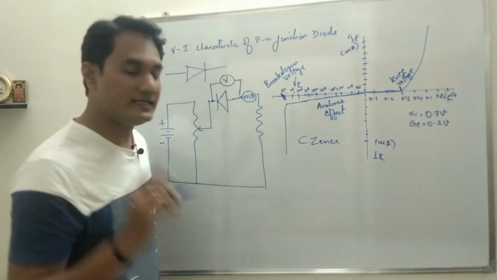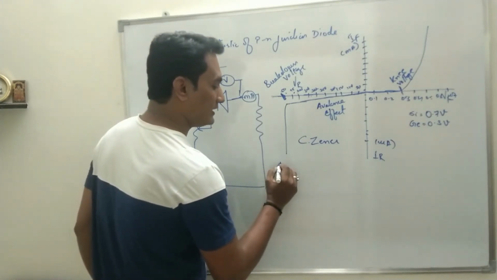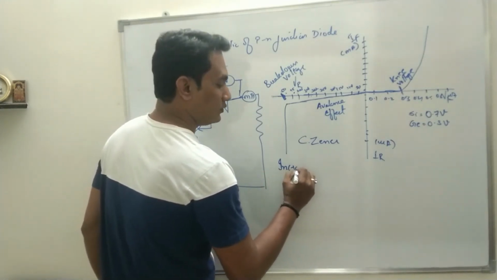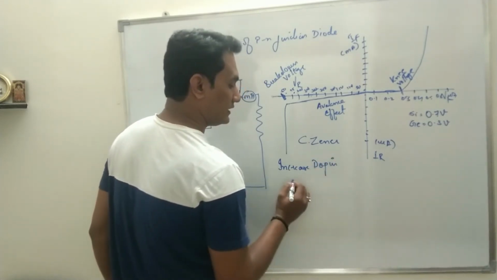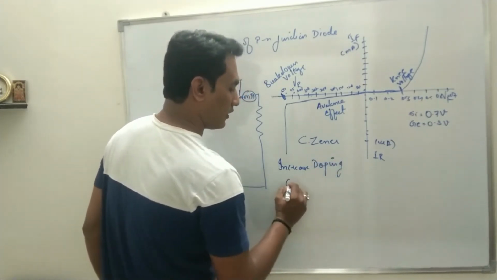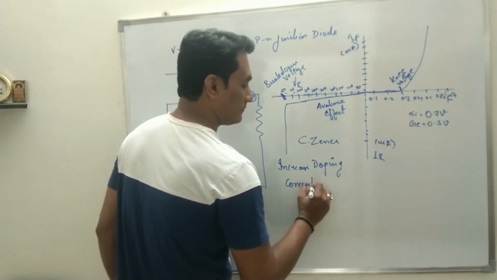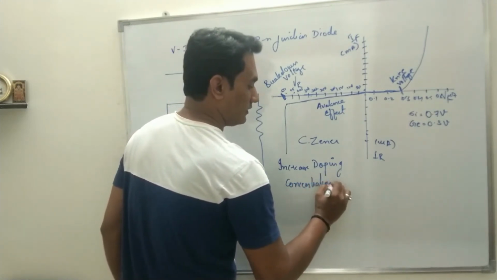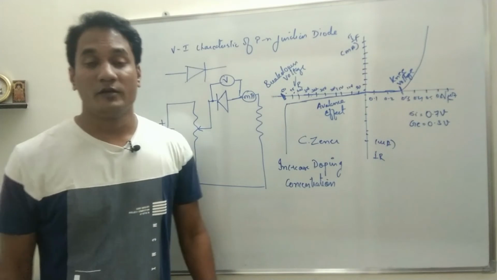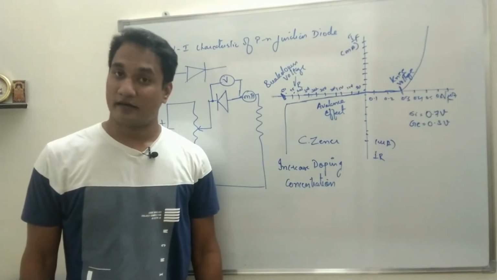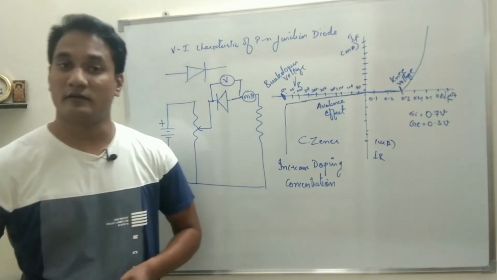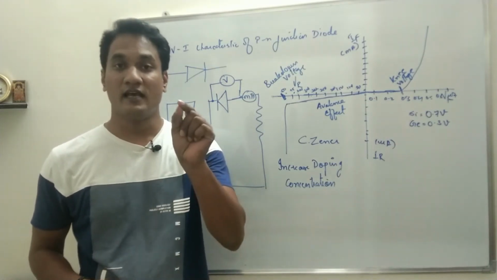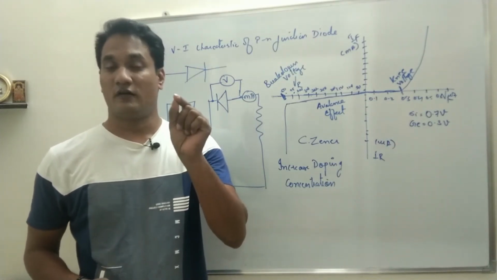For that, what he suggested is, if you increase the doping concentration. What is doping? Doping means adding impurity, right? We studied P type and N type semiconductors, how do you get them? By adding impurity.